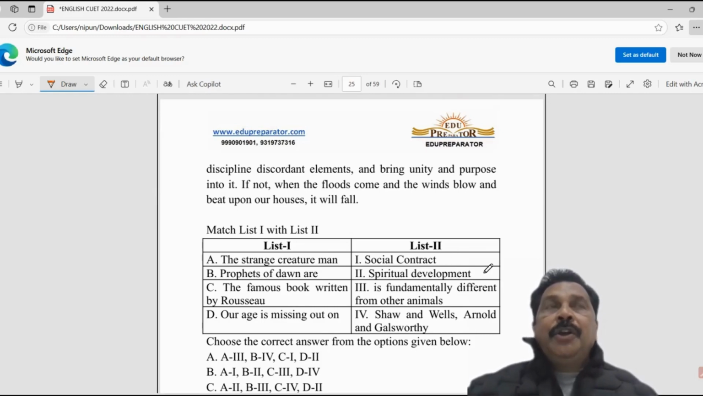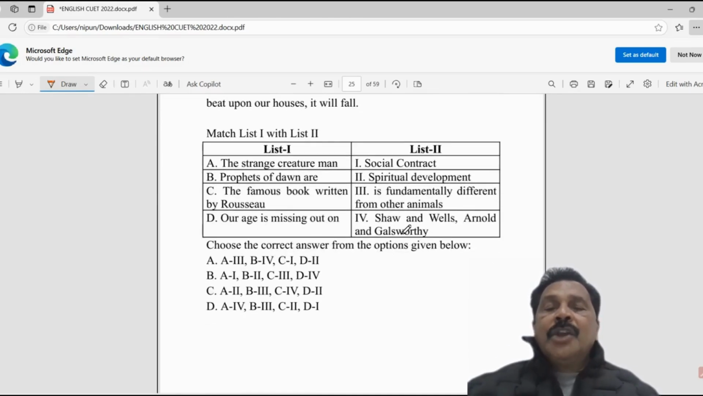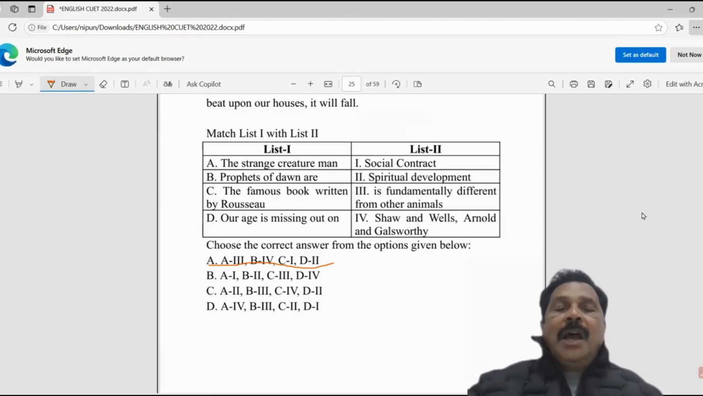Second, spiritual development of a human being. Third, fundamentally different from other animals. Shaw and Wells, Arnold and Galsworthy. Again, these are the two sets of philosophers they mentioned. And the answer is A. Have you seen A3? Fundamentally different from others. And B4, Professor Donner. These are the people who announce. And C1, social animal, social contract theory. And D2.